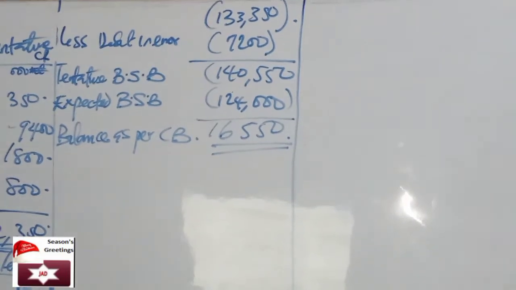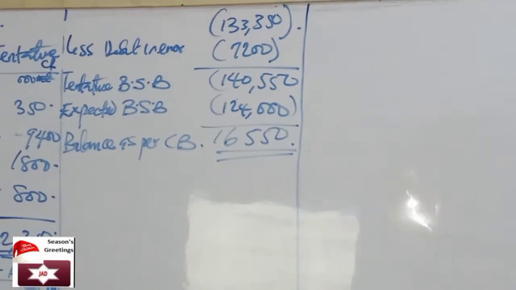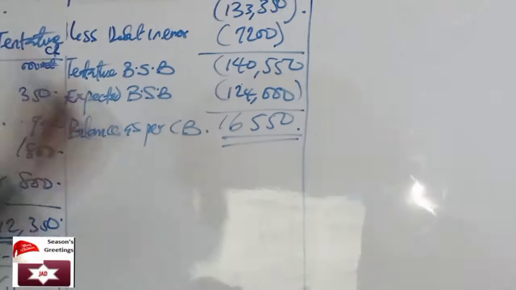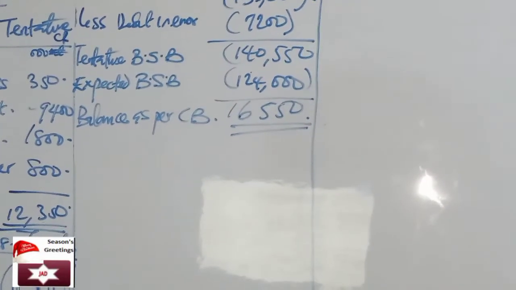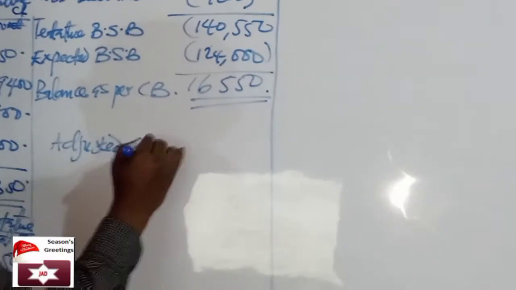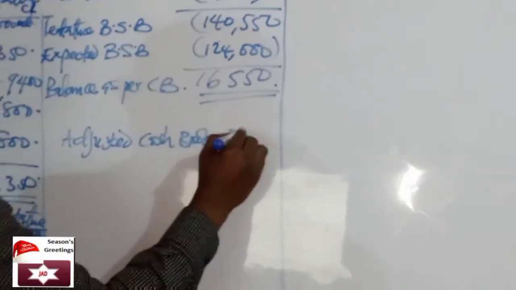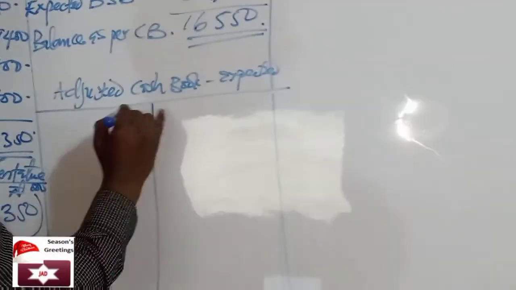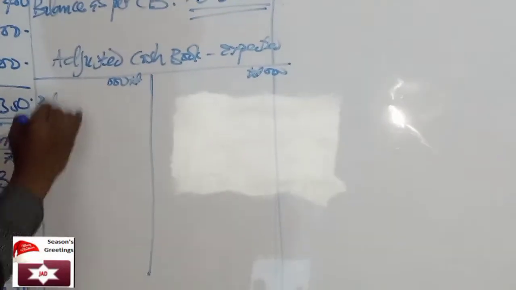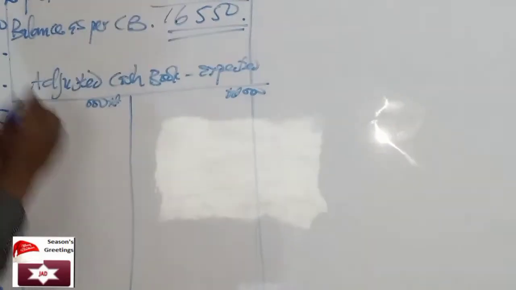The question didn't give us the balance as per cash book, so we've been able to derive it now. Now that we've gotten the balance as per cash book, let us prepare the actual adjusted cash book, or the expected adjusted cash book. So now our balance brought forward, we've gotten it, which is 16,550.